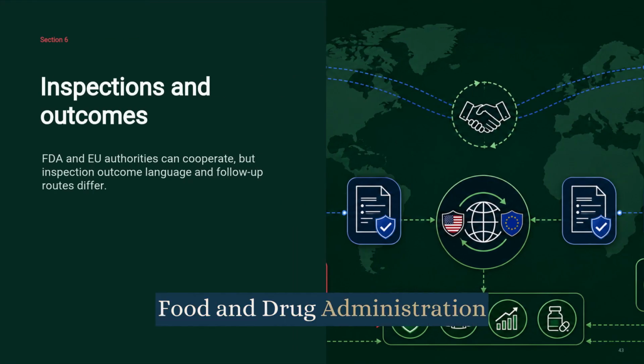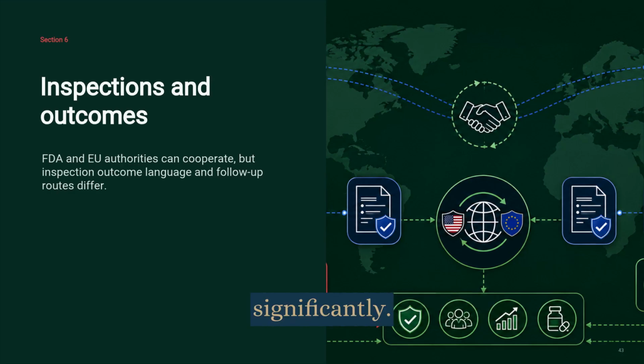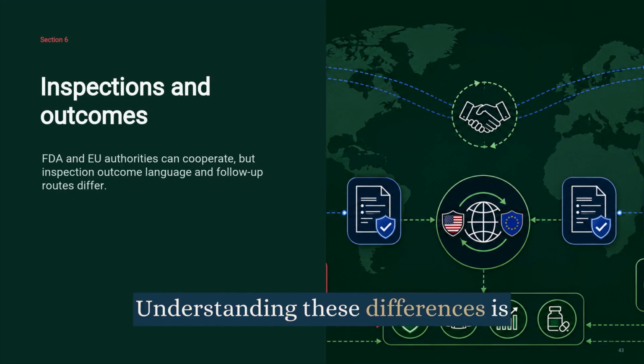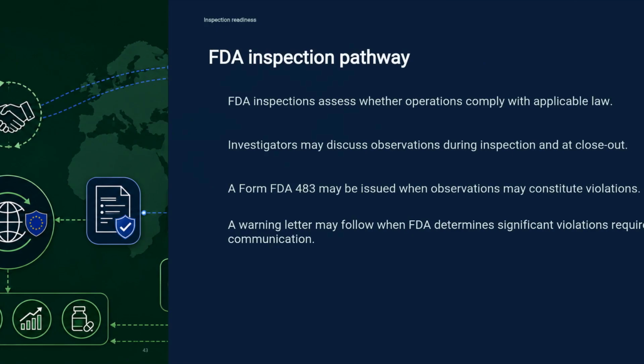Food and Drug Administration and European Union authorities may collaborate on inspections, yet their outcome language and follow-up procedures differ significantly. Understanding these differences is crucial for compliance and effective response strategies.